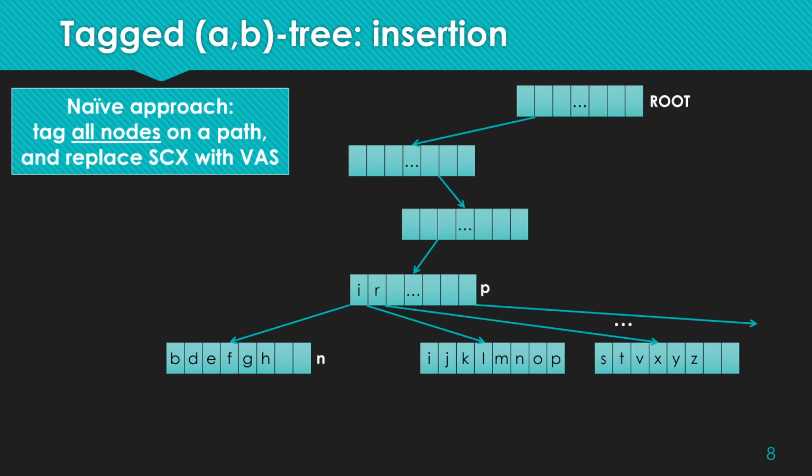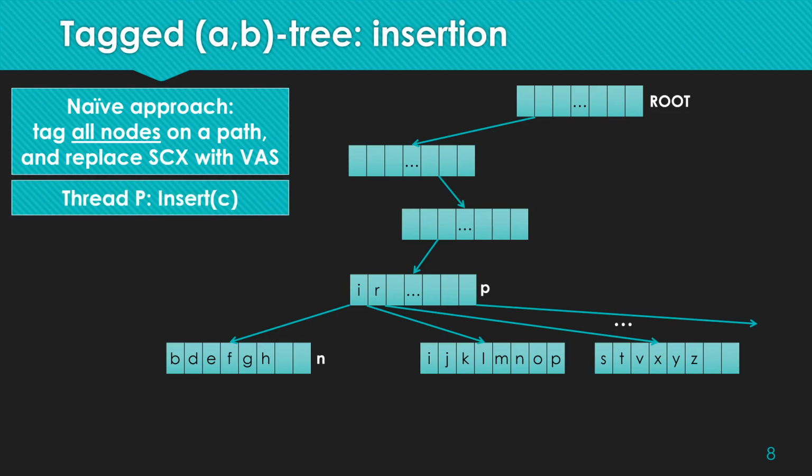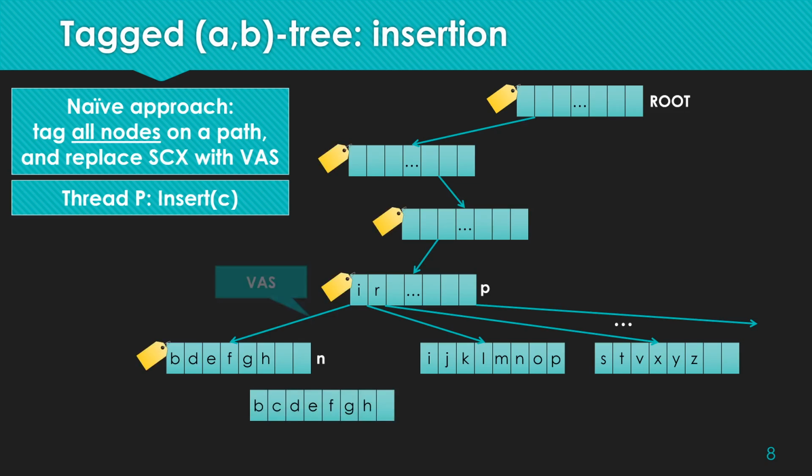Okay, well, here's a naive approach that actually allows us to get away from using marking. What if we just tagged all of the nodes on a root to leaf path whenever we performed an update or a search? So suppose we wanted to do an insert of C, and we tagged every node on the search path to C, and then finally, instead of doing an SCX at the bottom, we would just do a VAS. We'd create a new node, do a validate and swap to replace the old node with a new node. Just a validate and swap instead of the SCX.